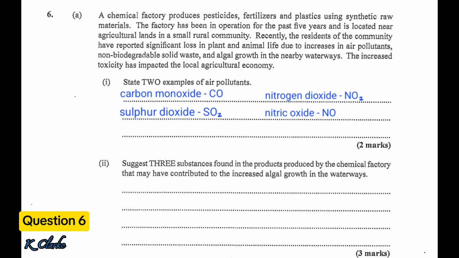Part 2. Suggest 3 substances found in the products produced by the chemical factory that may have contributed to the increased algal growth in the waterways. Substances include nitrates, phosphates, and sulfates.